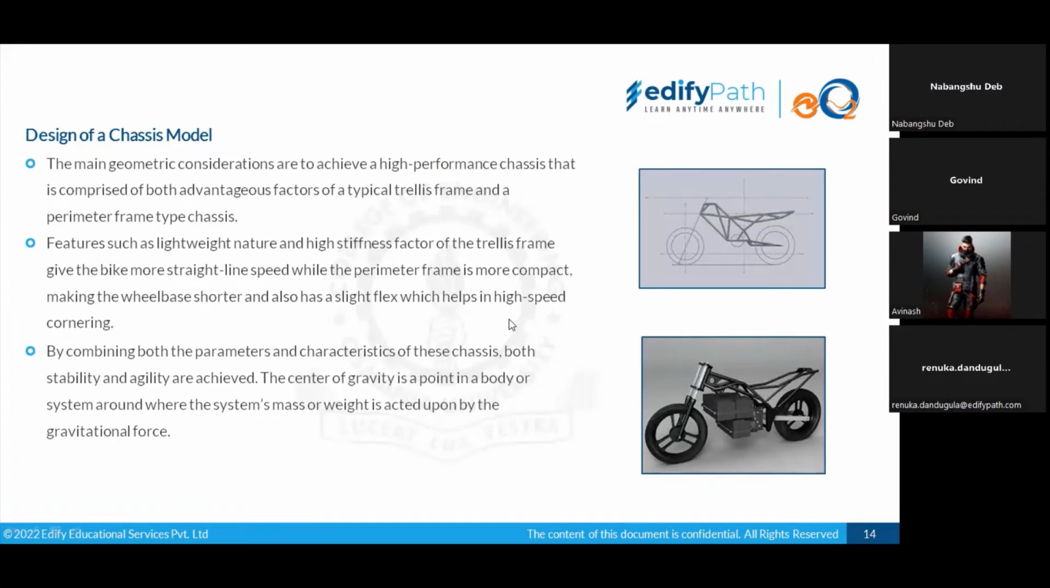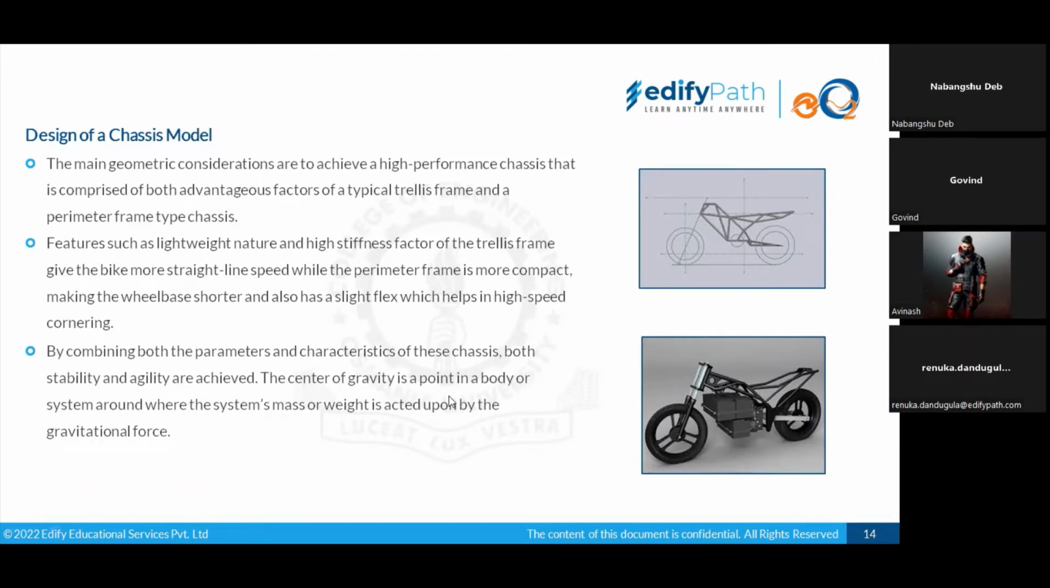High speed cornering: normally sports bikes, when they are racing, have to turn corners at high speed. Those kinds of chassis help them to tilt and corner at high speed. Those chassis are the perimeter frames. By combining both the perimeter and trellis characteristics of these chassis, both stability and agility are achieved.